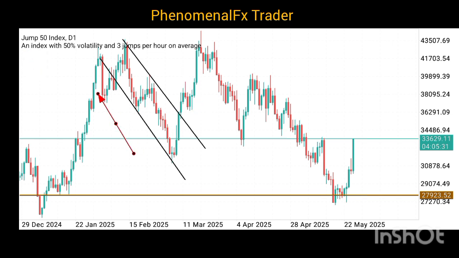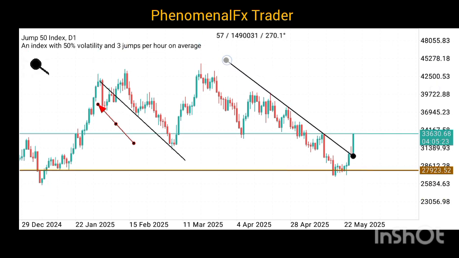All right, and also we can see that there is a structure here the market has been creating. The market was creating some lower highs and lower lows, and we can duplicate this to be here.